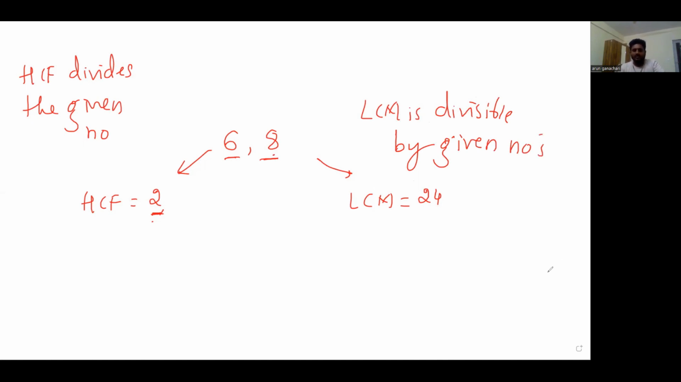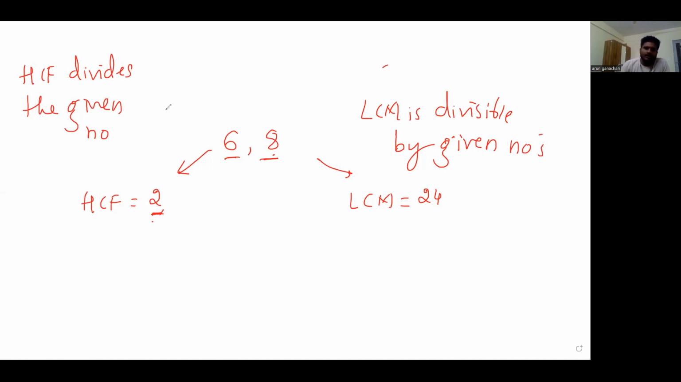Because we will use this conceptually. They'll not give you very simple sums. They'll give you the difficult ones. So understand this concept. HCF divides the given numbers. Sometimes in the options we'll not be able to divide it properly, so we'll use this logic in the options. Okay, sir. So it divides the given numbers and LCM is divisible by the given numbers.